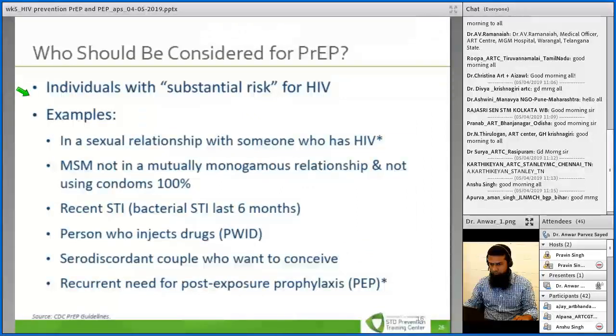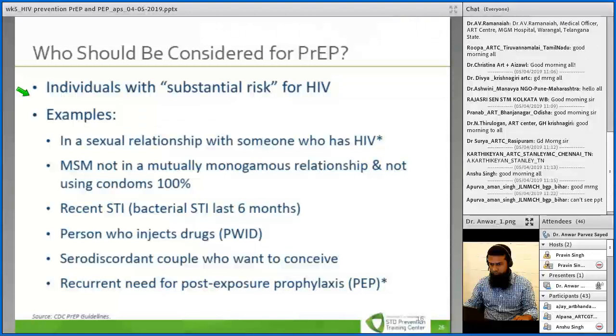So who should be the target for PrEP and how is it prescribed? Who should be given it? CDC came up with this guideline in 2014 and it was updated in 2017. This is not an exhaustive list, and not the only list; these are some examples. One thing is sure: it is to be given to those who are at high or substantial risk of HIV. It is not for anyone and everyone. Who can those be? Those who are in a sexual relationship with someone who has HIV, for example the serodiscordant couple.